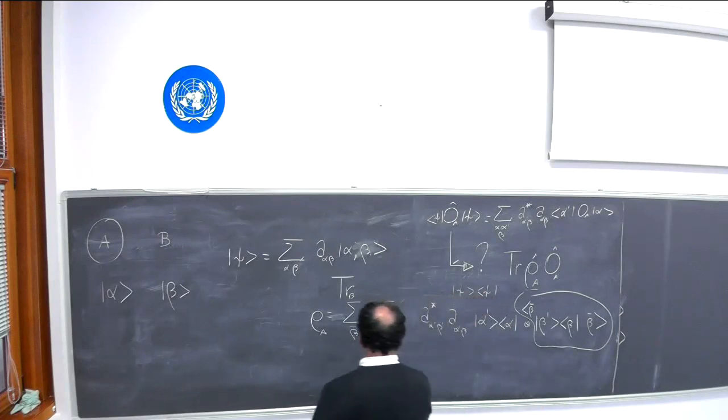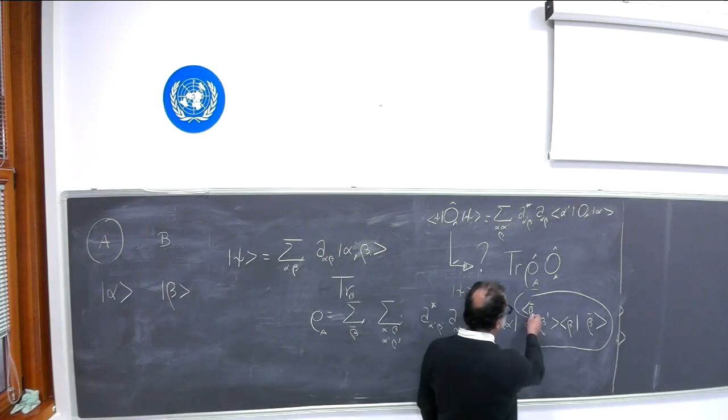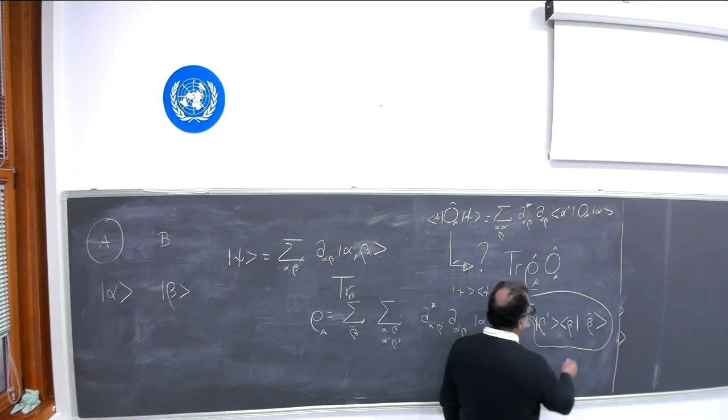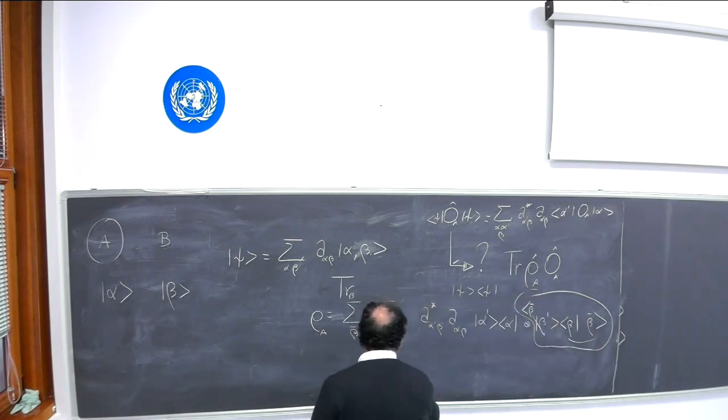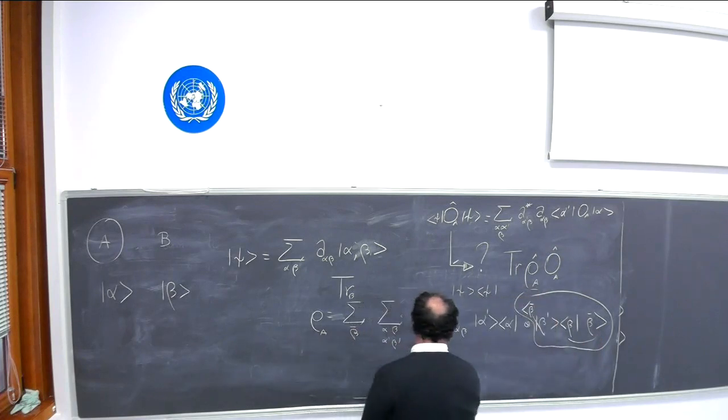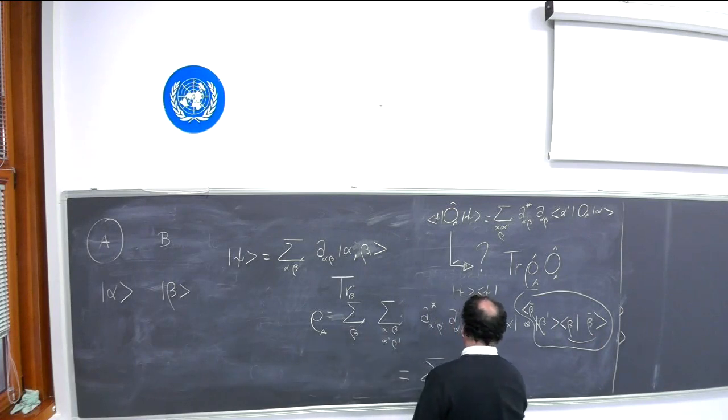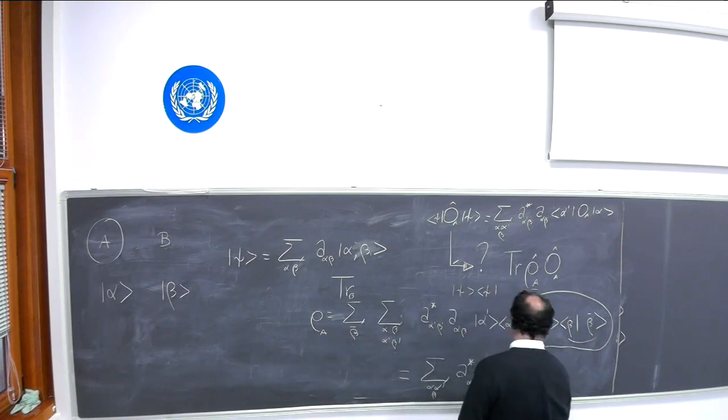But this is simple because this is a Kronecker delta and this is a Kronecker delta. And you end up with the same result as before. Rho A is nothing else than the sum of alpha, alpha prime, beta, A star alpha prime beta, A alpha beta, alpha prime, alpha.